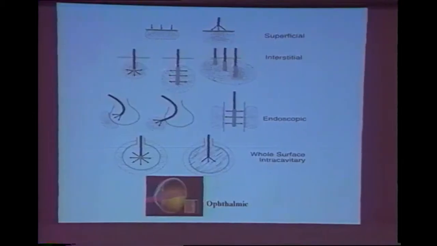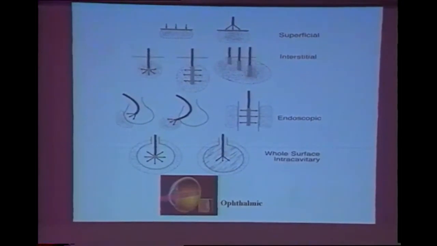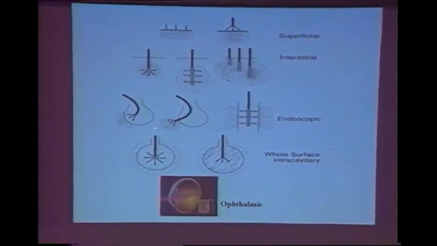So if you look at the different geometries of delivery, you can have superficial, interstitial. Those could be point sources, interstitial, or line sources. It could be multiple interstitial, endoscopic, where the fiber goes into the endoscope. Can also be done from the surface, or it can be interstitial, or it can be distributed like this.